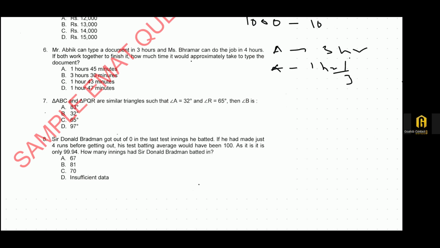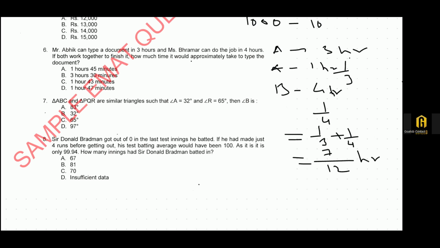So if we both work together, the total work they will do in 1 hour would be 1 upon 3 plus 1 upon 4. The question asks us, if both work together, approximately how much time would they take to complete the work? So this is 1 hour's work. If we take the LCM, it will be 7 upon 12. So in 1 hour, they'll complete 7 upon 12th of the total work.